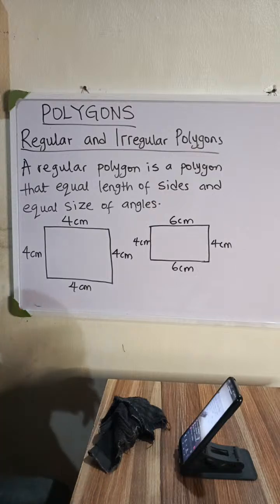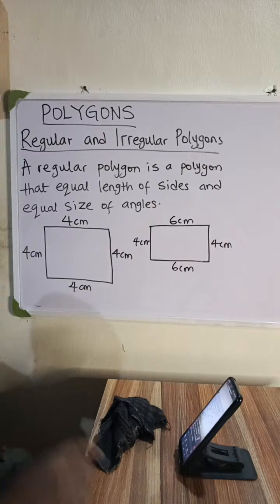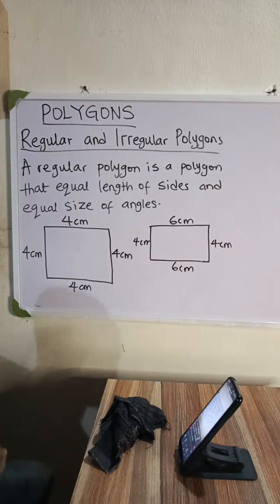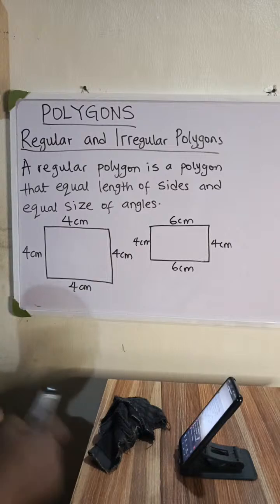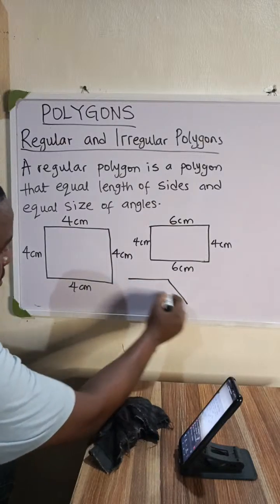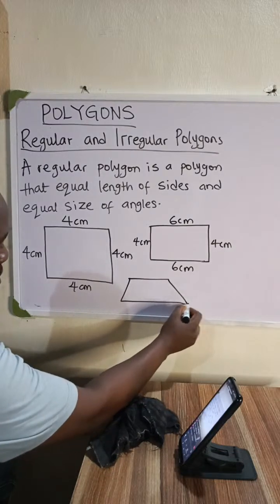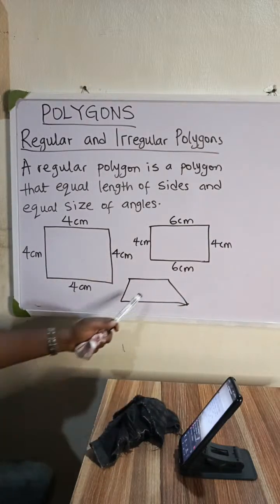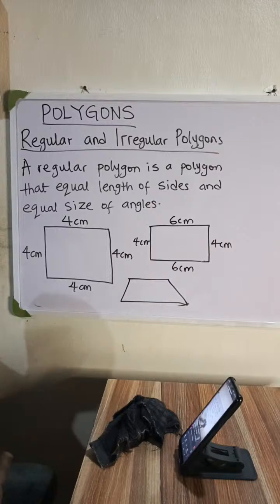So from what we've said, can you picture, let's use one type of polygon, a trapezium. A trapezium looks like this. Now, will you say this is a regular polygon or an irregular polygon? Though we've not talked about irregular polygon. Is this a regular polygon?